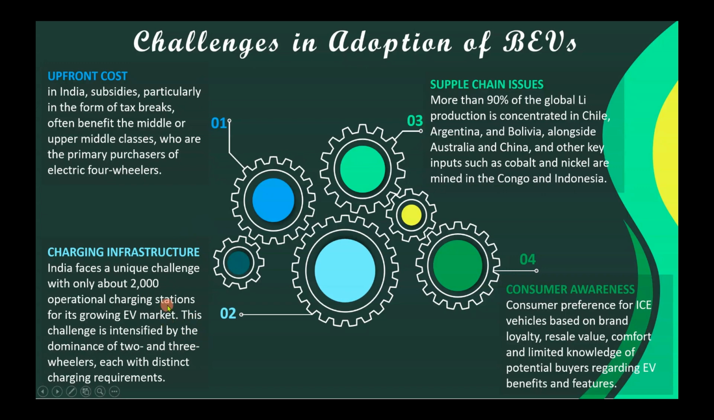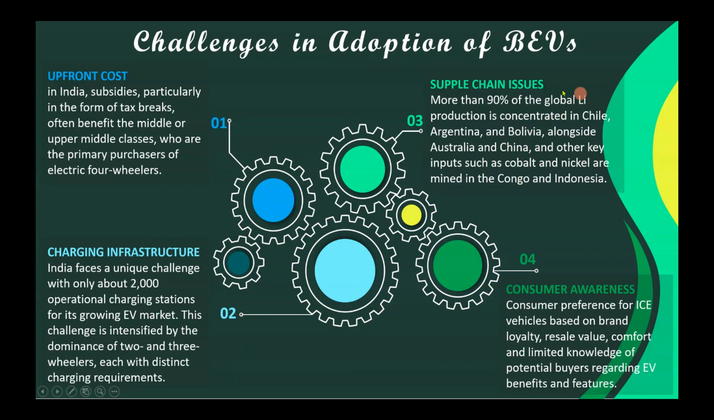And also it is dominated by two and three wheelers. You might have heard of Ola scooters. A lot of people are also dependent upon the two and three wheelers. And not to mention the notorious e-rickshaws, which have absolutely no regard for traffic rules and are sort of a menace on the roads. But anyways, then there are supply chain issues.